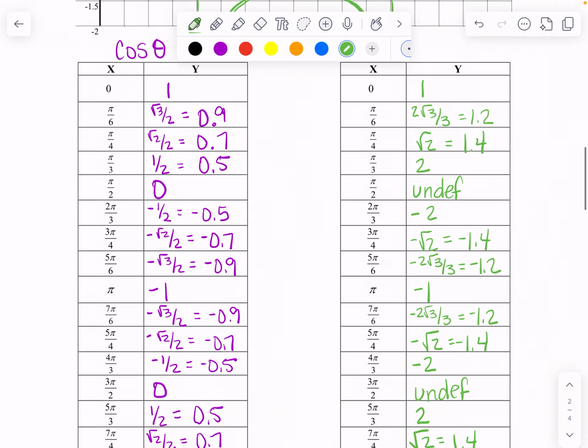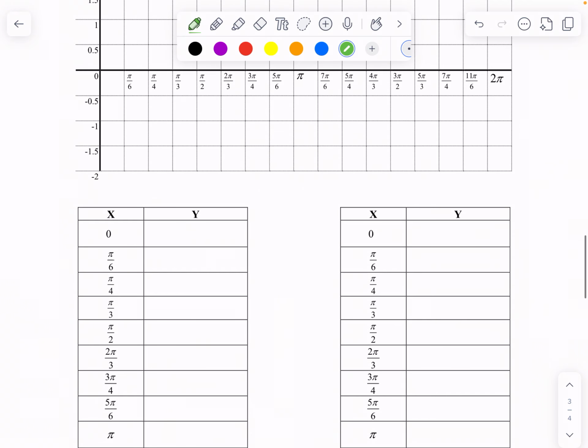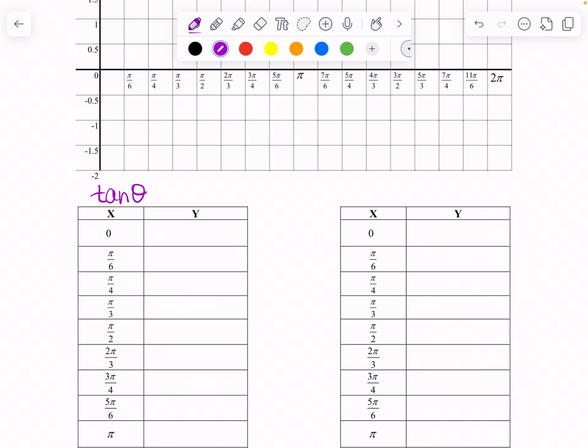All right, we've got 2 down, 4 down, 2 to go. That's really what I meant to say. All right, the last one is a little bit trickier. So tangent, remember tangent on my unit circle is sine divided by cosine, or in essence, my y-coordinate divided by my x-coordinate. Okay, so we have to do a little bit of work sometimes.